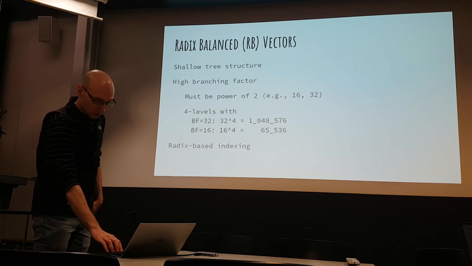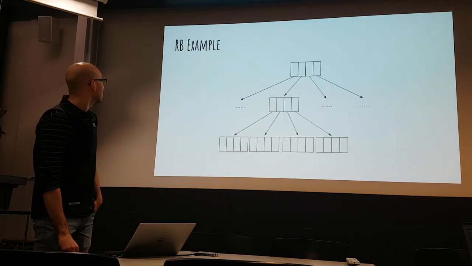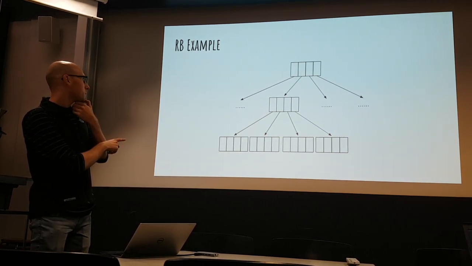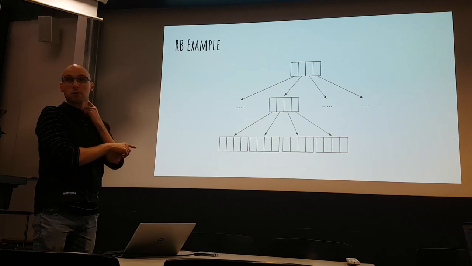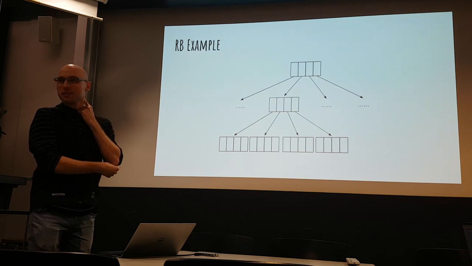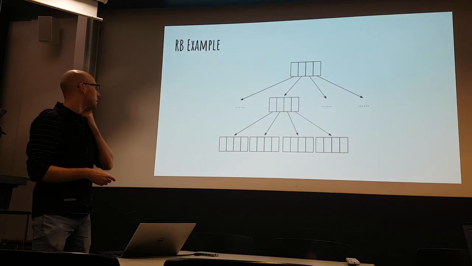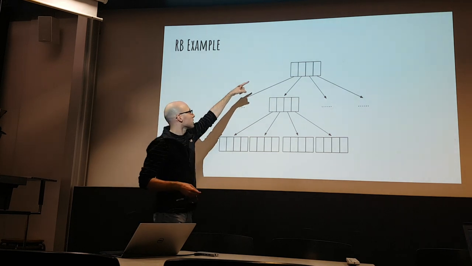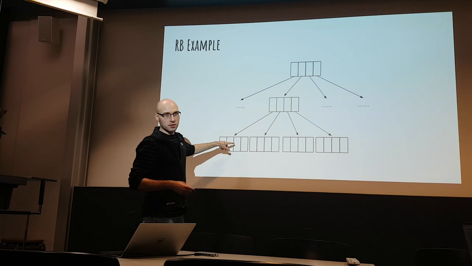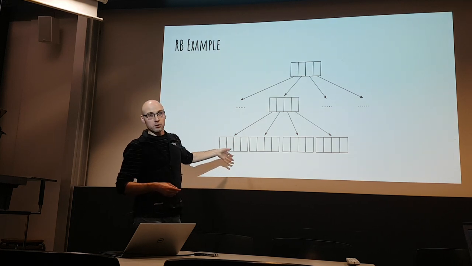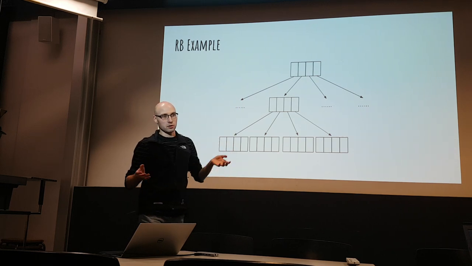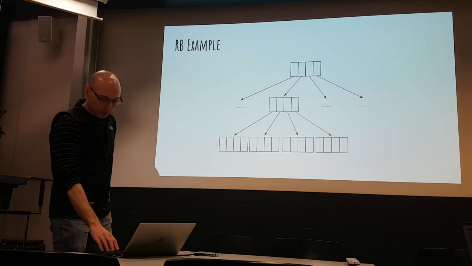And Radix-based indexing. So let's get to explaining what it actually is. For examples, I'm going to be using a branching factor of only four because of slides. It's kind of a pain to present it otherwise. Essentially, the idea is that you have those layers at the very bottom. Those are what I call the leaves. They actually store the values that you want in your collection. The other nodes just provide the structure.